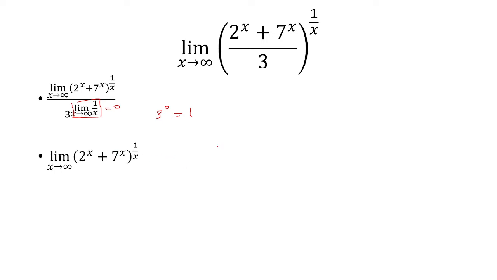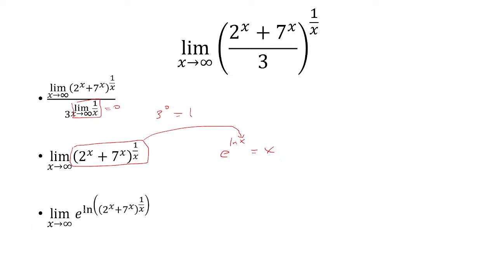Now, in order to solve for this, I need to use the fact that e to the ln of x is equal to x, and x in this case is going to be this whole thing. So we're going to say limit as x approaches infinity of e to the ln of 2 to the x plus 7 to the x raised to the 1 over x power. And one of the properties of the log is, well, log of x to the n is n times log x. So this exponent will come to the front.